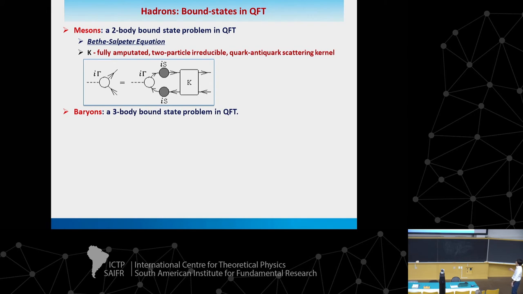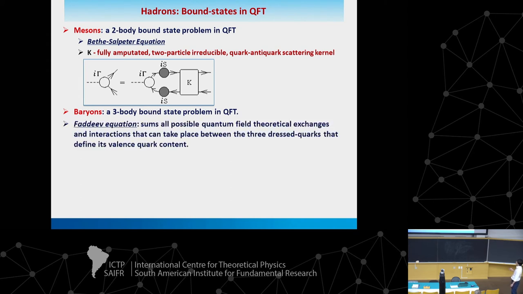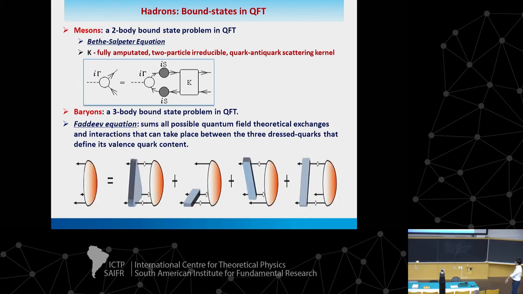We also have baryons. A baryon is a three-body bound state problem in quantum field theory. The corresponding bound state equation is the Faddeev equation. It sums all possible quantum field theoretical exchanges and interactions that can take place between the three dressed quarks that define the valence quark content. This is the Faddeev equation's famous diagram. The orange circle means the Faddeev amplitude, and it includes the three-body irreducible scattering kernel and the two-body irreducible scattering kernel.